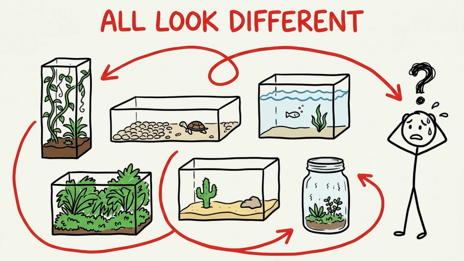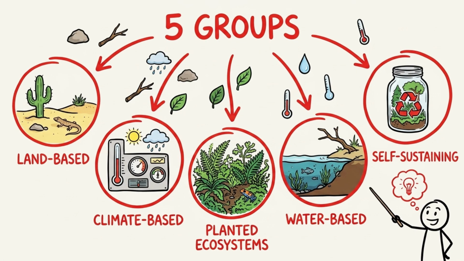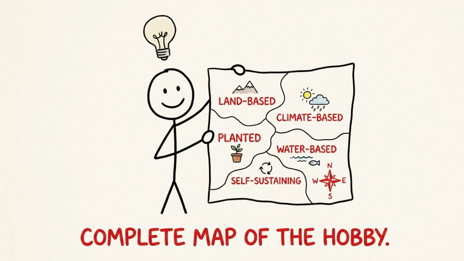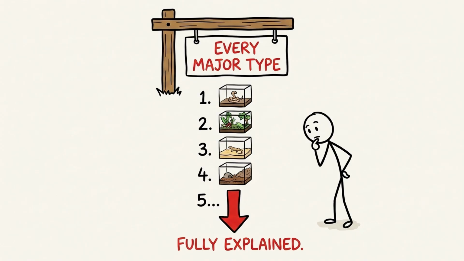Most vivariums look completely different from each other, but nearly all of them can be grouped into 5 major categories: land-based, climate-based, planted ecosystems, water-based systems, and self-sustaining systems. Understanding those 5 groups gives you a complete map of the hobby. Here is every major type, fully explained.